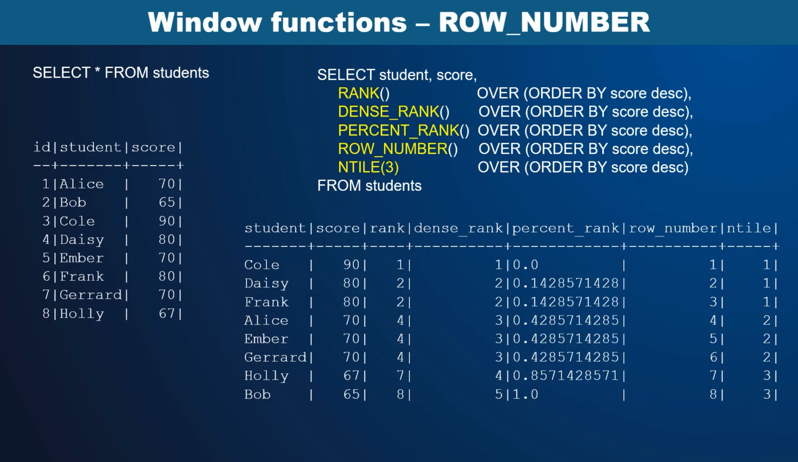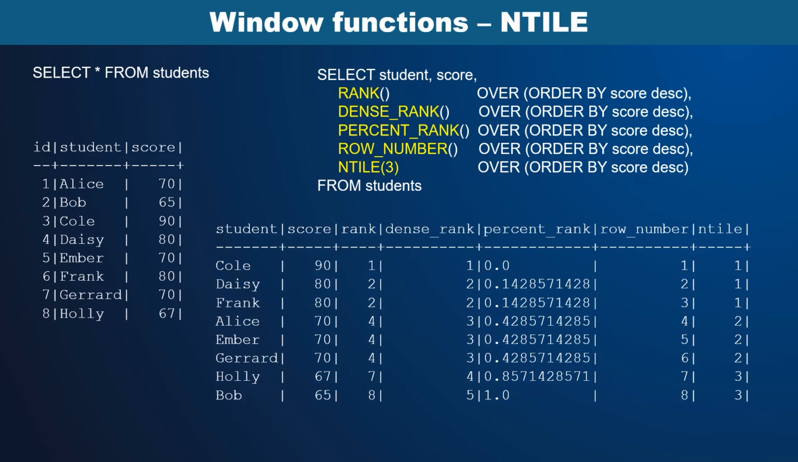Moving on to the next, it's the row number function. Row number is a window function that assigns a unique row number to each row within the window. The row number starts with 1 for the first row in each window. If instead of order by you use partition by, the row number will reset for each partition. This is pretty useful when you want to assign a unique number to each row in a result set.